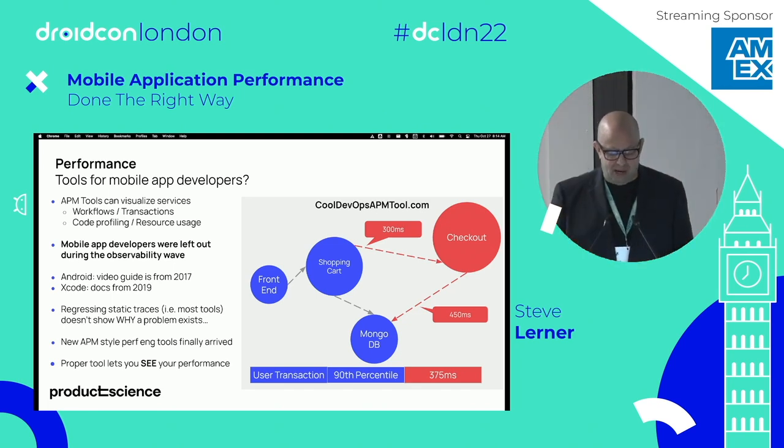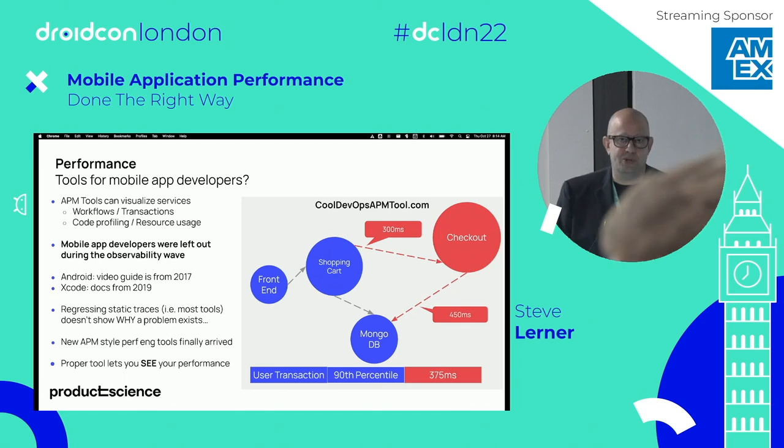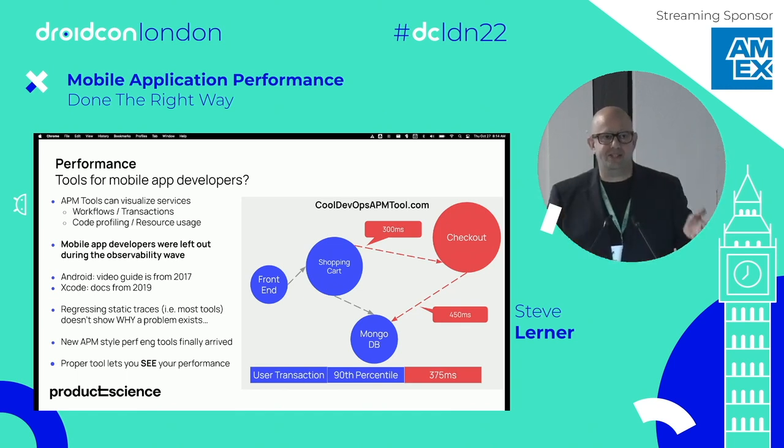There's nothing that's modern. And the way that troubleshooting happens on mobile apps is you're basically regressing through static traces. You're doing static snapshots of the app running, and then you're looking at its traces and hoping you'll find something and looking backwards. But this is not a modern way to look at performance.